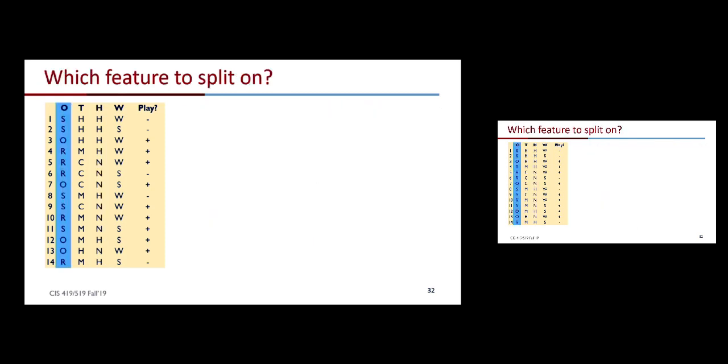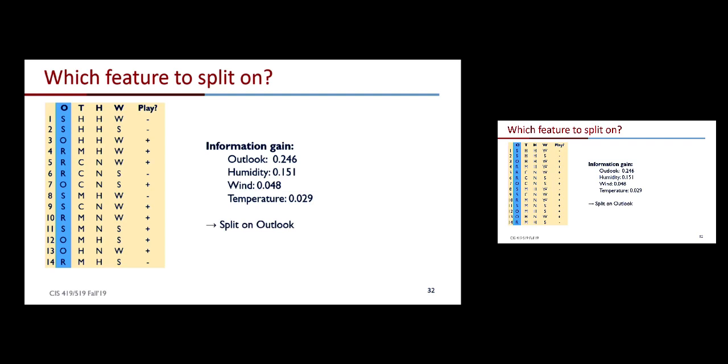So you can do this for all 4 attributes. This is hopefully what you're going to get. So the information gain is largest for Outlook. That's why we chose to split on Outlook. Questions so far?